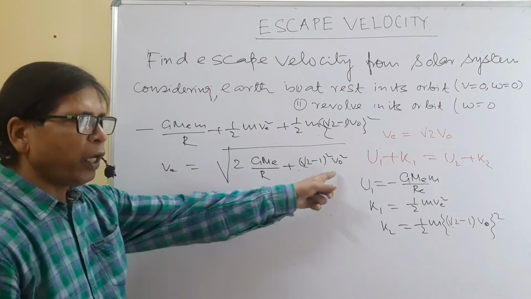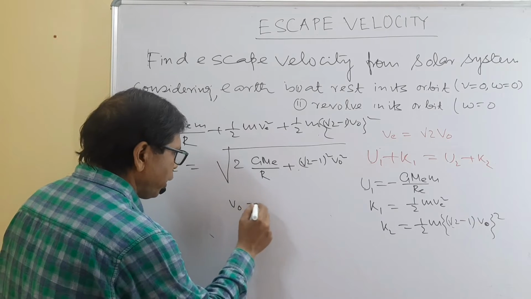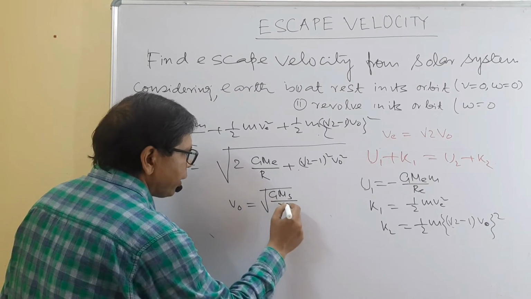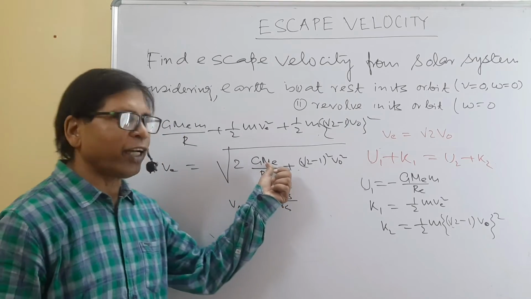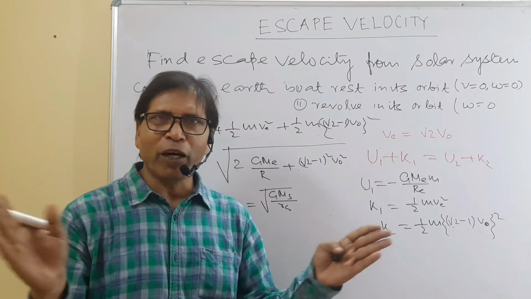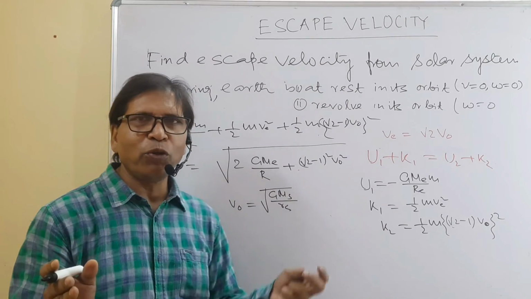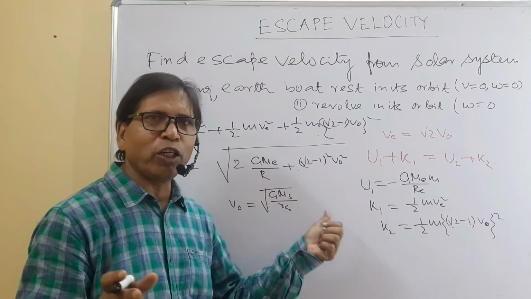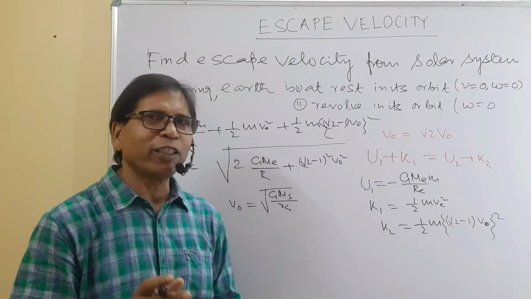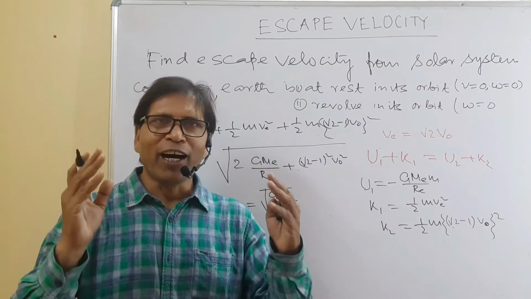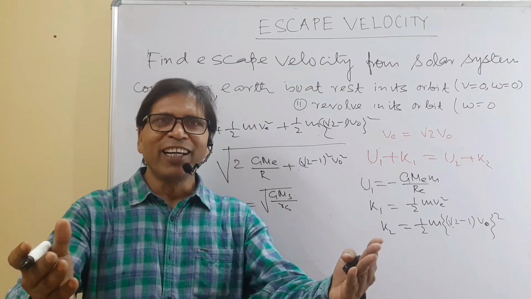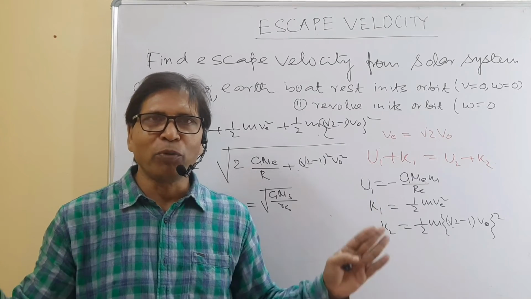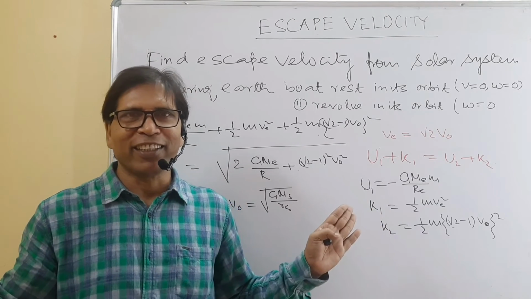Now if we put the value of v0 equal to root under GMs by Rs, where Me is equal to 6 into 10 to the power 24 kg, Re equals 6.4 into 10 to the power 6 meter, Ms equals 2 into 10 to the power 30 kg and Rs equals 1.5 into 10 to the power 11 meter, we get the escape velocity almost 17 kilometer per second.